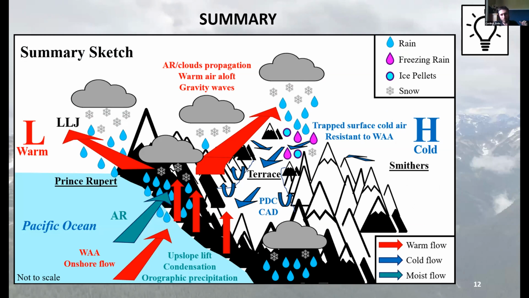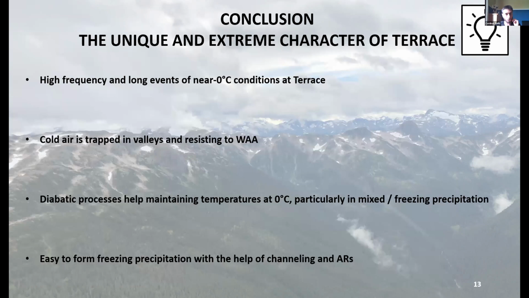So we have the atmospheric rivers coming in, flowing above the mountain lines. And at the surface, we have pressure-driven channeling, with cold stable air layers trapped at the surface. With that, temperature inversions form really, really easily. This kind of setup generates freezing precipitation in Terrace, and this freezing precipitation then leads to long near zero conditions. So that's a summary here. We have very long and high frequency near zero conditions observed at Terrace.